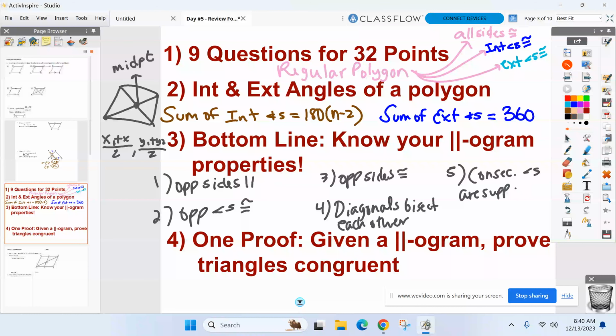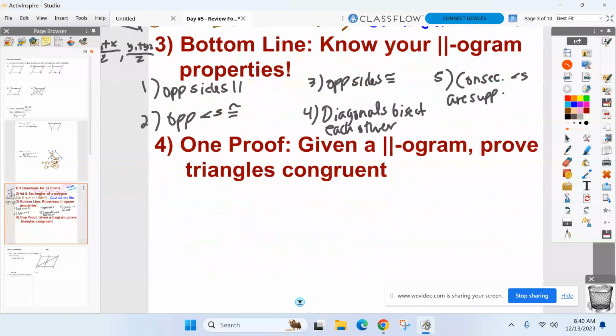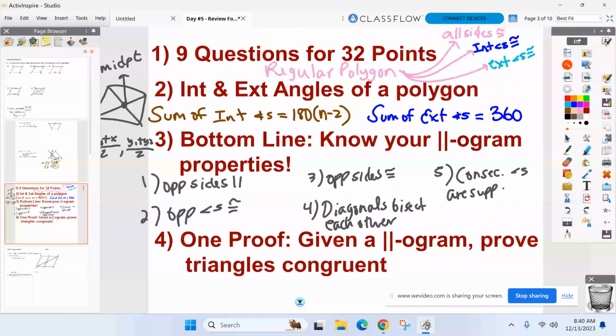All right. And finally, look, I'm trying to make you guys as successful as possible. There's only one proof on there, and it's going to be: given a parallelogram, prove these two triangles are congruent. So you've got to know your properties and find three pairs of sides and angles. Anything here, I'll post this on Classroom while you guys are working. There's one other thing I want to go through in your packet.